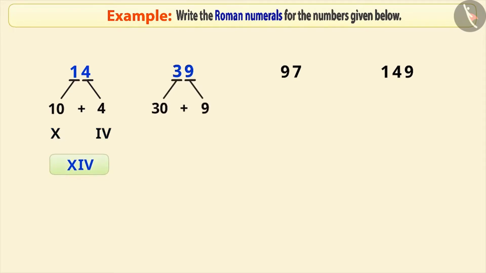39 is equal to 30 plus 9. We write 30 by repeating the symbol of 10 3 times, and we write 9 by putting the symbol of 1 to the left of the symbol of 10. Then we write them together.